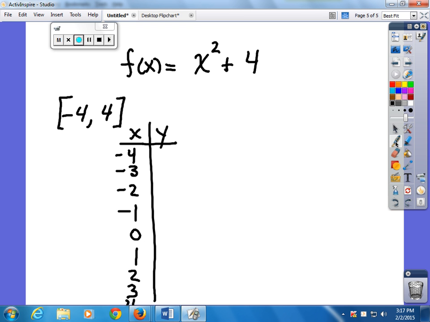Negative 4 squared is 16. 16 plus 4 is 20. And that's going to be here, 20 also. Negative 3 squared is 9. 9 plus 4 is 13. 2 squared is 4, plus 4 is 8. 1 squared is 1, plus 4 is 5. And 0 plus 4 is 4.